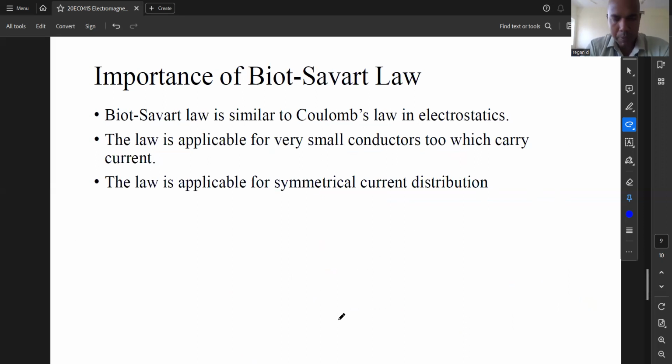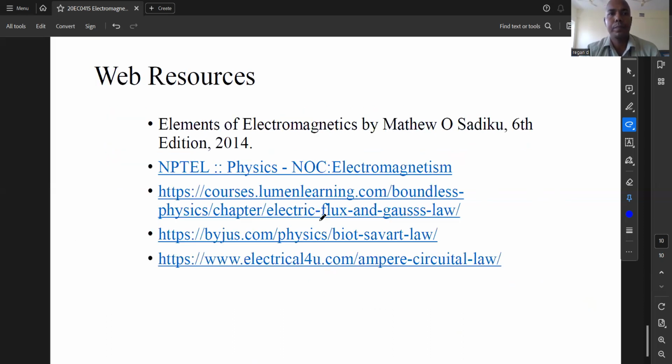Some points on the importance of the Biot-Savart law. The Biot-Savart law is similar to Coulomb's law in electrostatics. The law is applicable for very small conductors which carry current. The law is applicable for symmetrical current distributions only, as we discussed in electrostatics. These were some references.